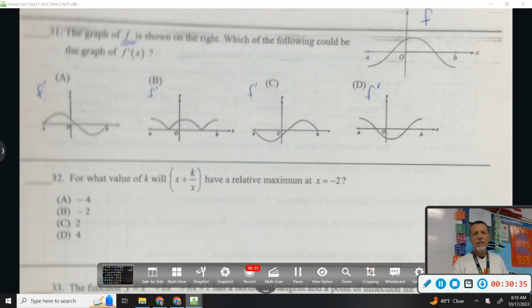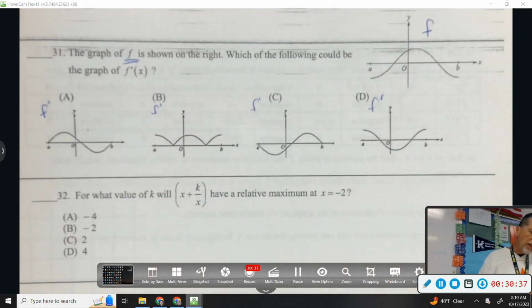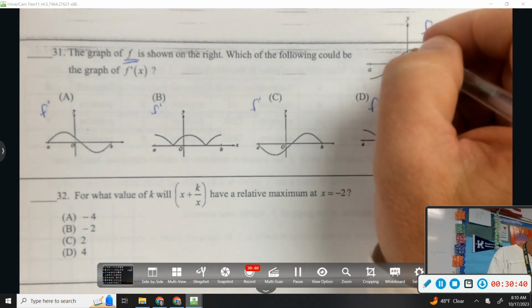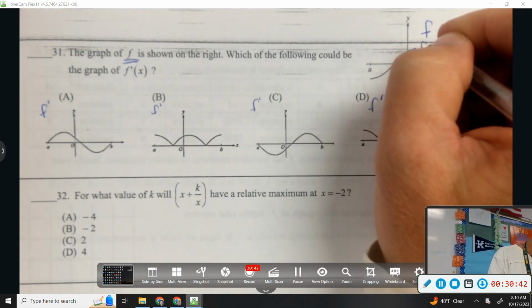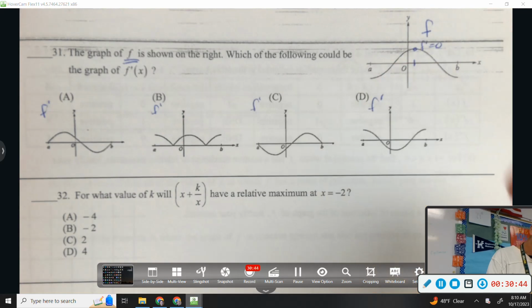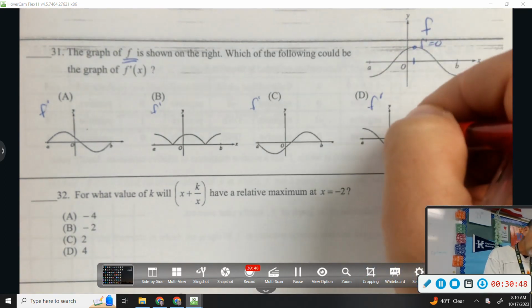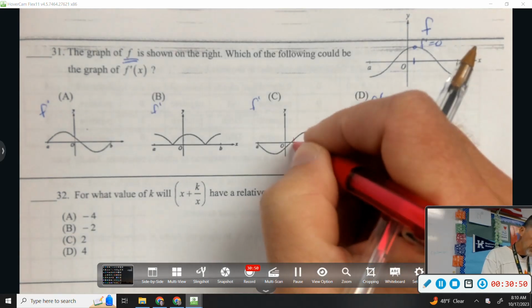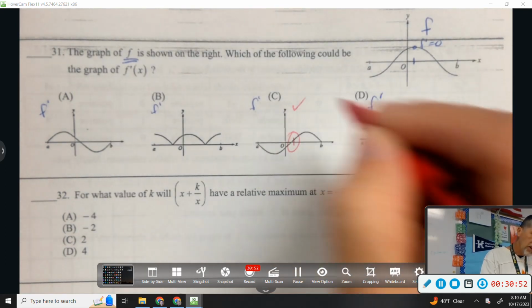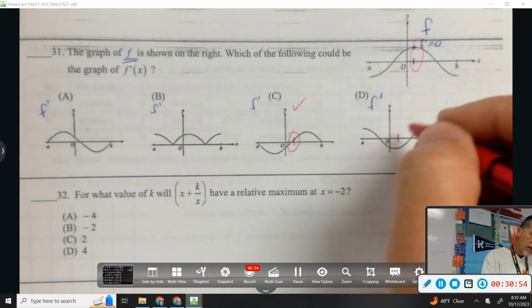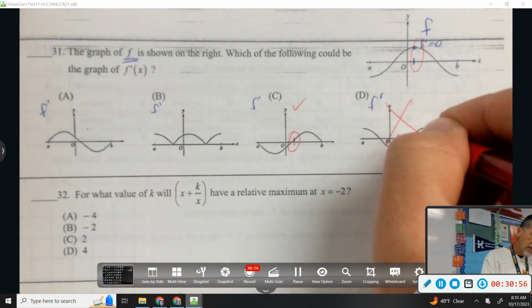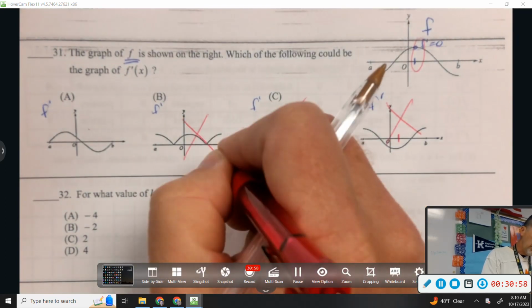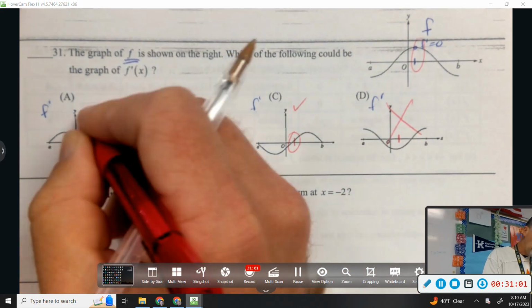Let's see. So f prime is the slope of f. So right there the slope is 0. So that would be one thing to look for. I want the slope to be 0 right about there, so C works. D does not. B does not. And A works.